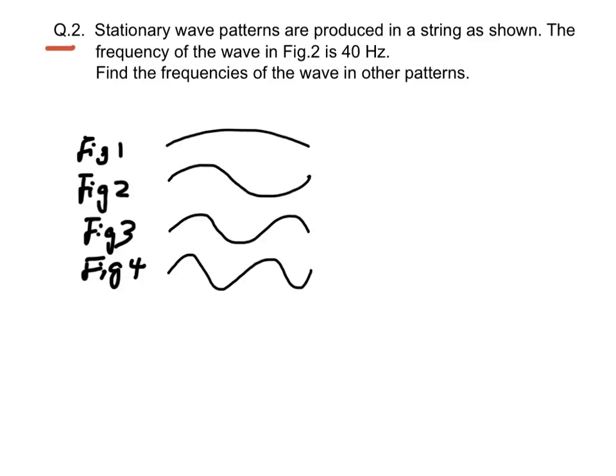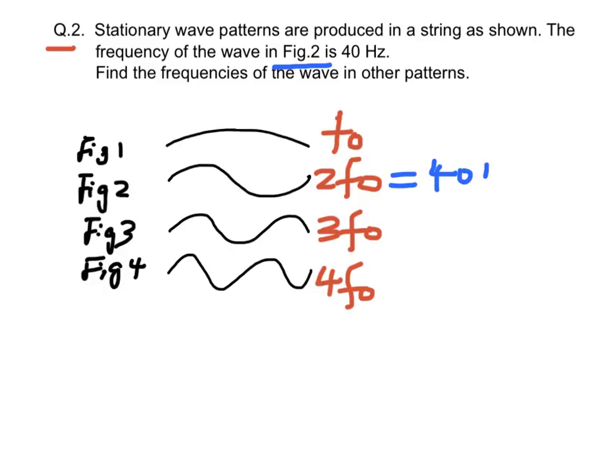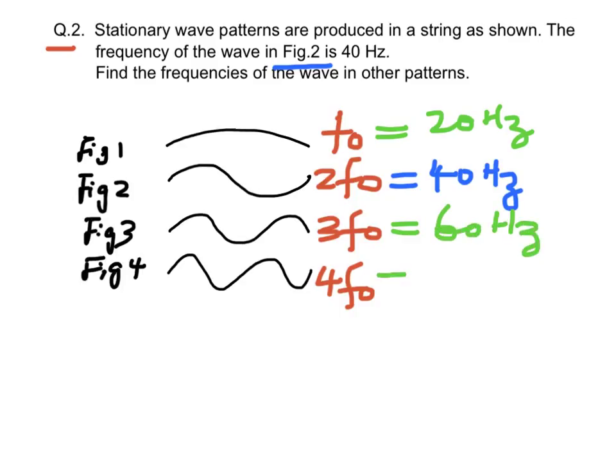Question number 2. For a stationary wave in a string, if the first frequency is f0, the second one will be 2f0, the third one is 3f0, etc., 4f0. Therefore, if the frequency of the wave in figure 2 is equal to 40 Hz, we will get the first frequency f0 equal to 20 Hz, and for the third one, 3f0 equal to 60 Hz, and for the fourth one, the frequency is 4f0, which is 80 Hz.